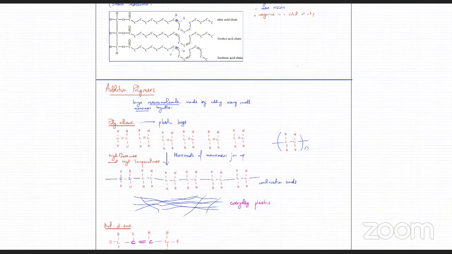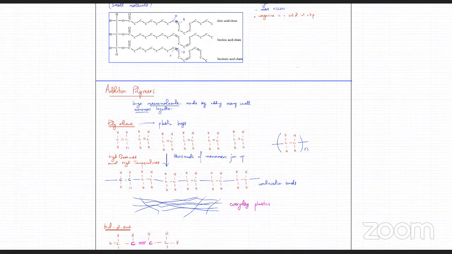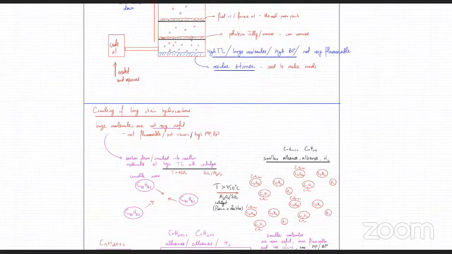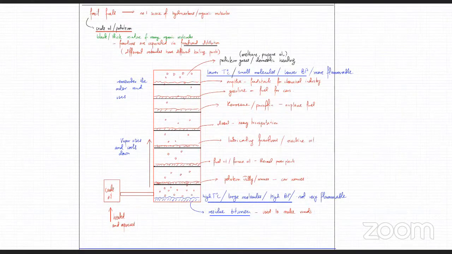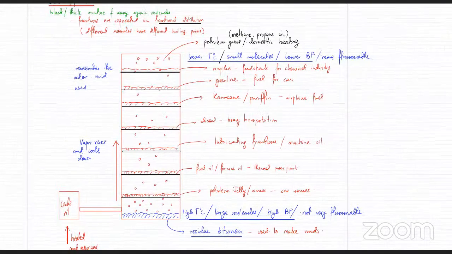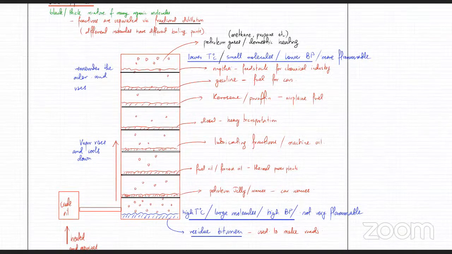So that was cracking. We discussed where you get all these organic compounds. You mostly get them from underground, as petroleum. And petroleum is a mixture. You do fractional distillation, you get a lot of things. You get big molecules, you get small molecules. Big molecules are large, have high melting points, and they're not very flammable, so they're obtained as residues.